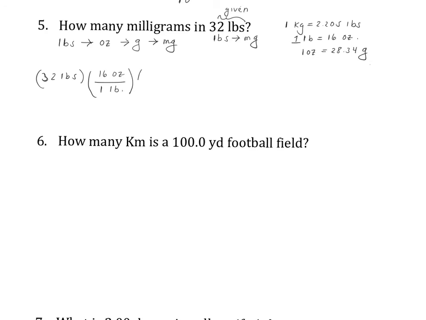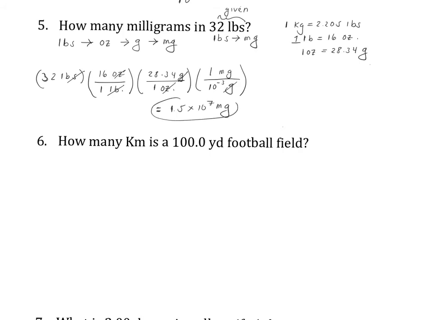And now we want to go from ounces to grams. For every 1 ounce, we have 28.34 grams. And then we want to go from grams to milligrams. We have 10 to the negative 3 grams is 1 milligram. Our grams cancels out, ounces cancels out, and pounds cancels out. And when you plug this in your calculator, it should be 1.5 times 10 to the 7th milligrams. This should be reported to two significant figures.